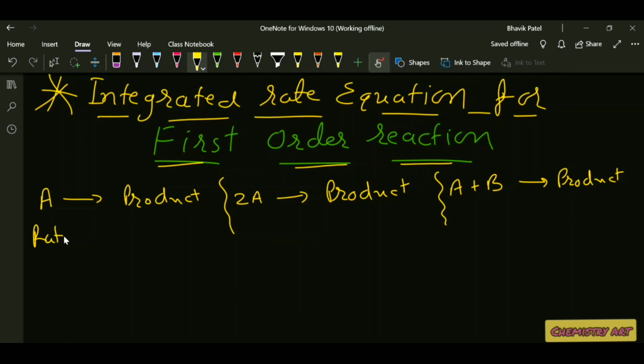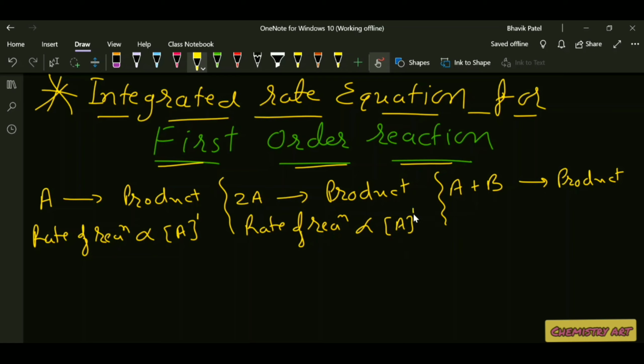rate of reaction is directly proportional to the concentration of A, which has exponent 1, and that's why it is known as a first order reaction. Here also the rate of reaction is directly proportional to the concentration of A, which has exponent 1.